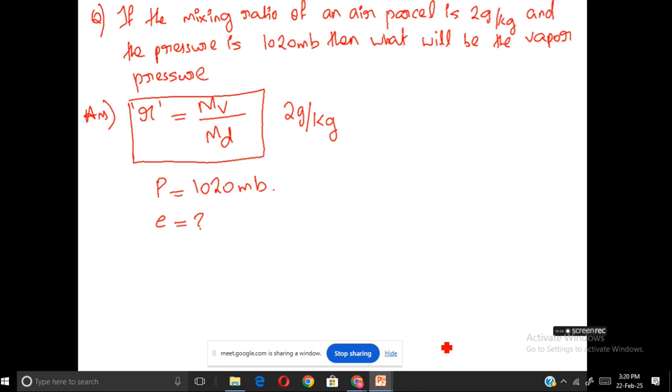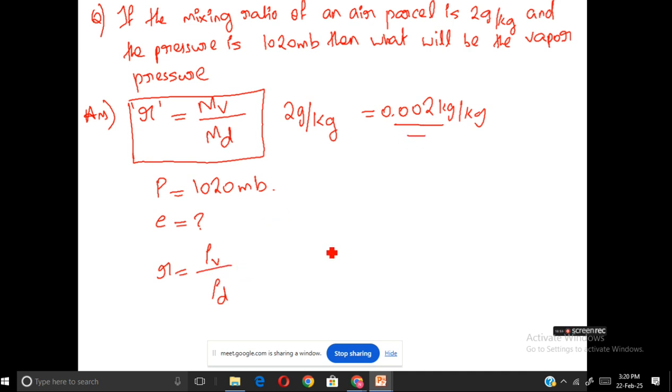So R is given by mv by md, right? If both the moisture and dry air, the water vapor and dry air, are occupying the same volume, we can write it as rho v by rho d as well. Density of vapor to the density of dry air. R can be written as rho v by rho d. R is given as 2 gram per kilogram or 0.002 kilogram per kilogram. This is the value of R.